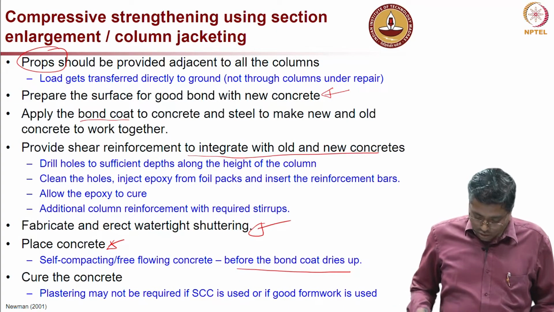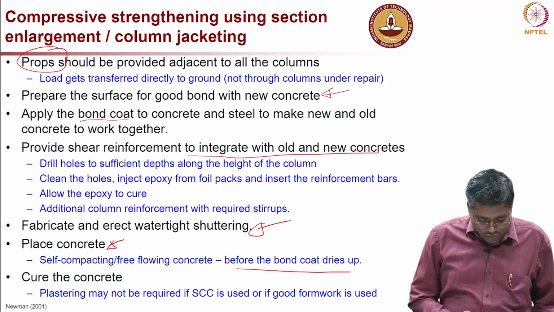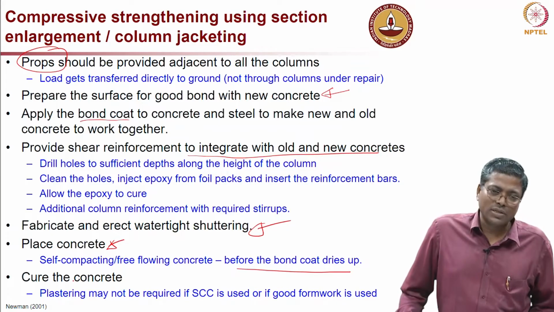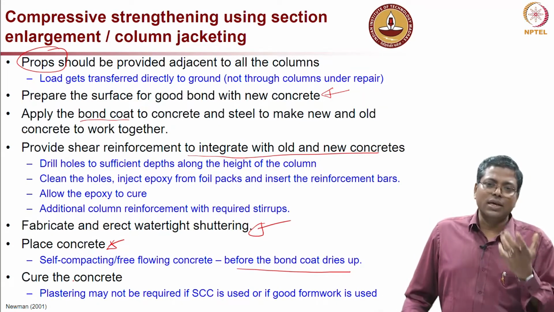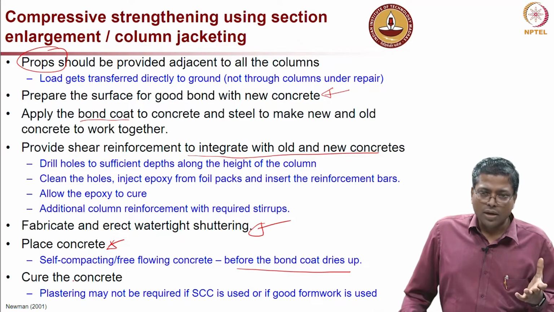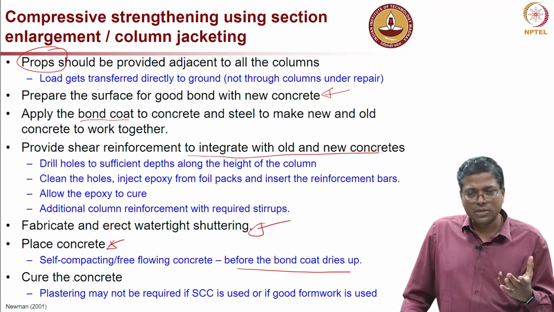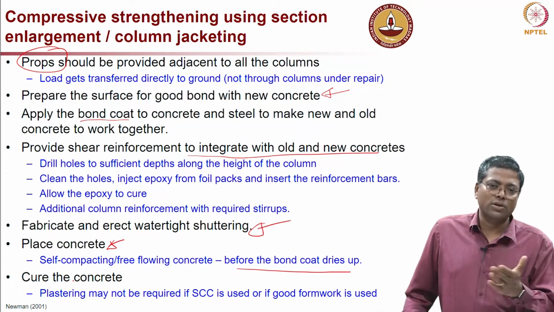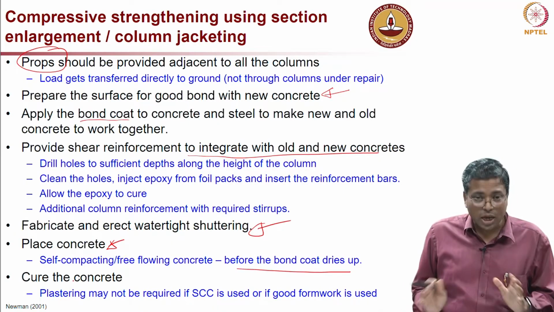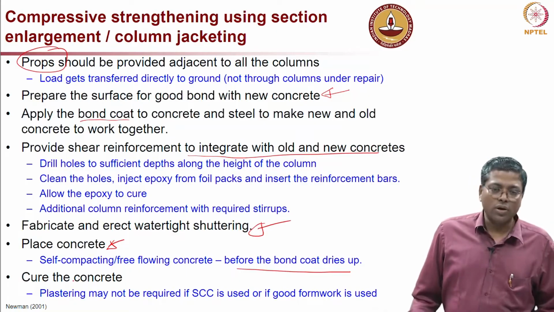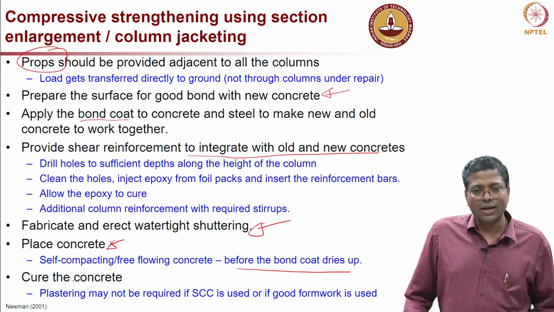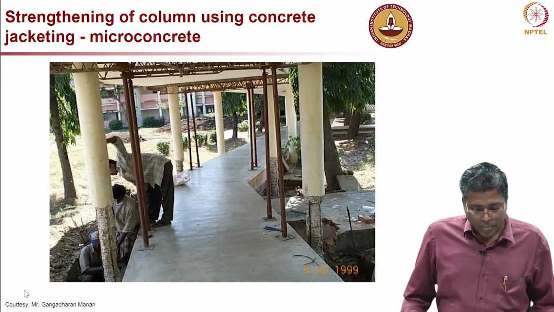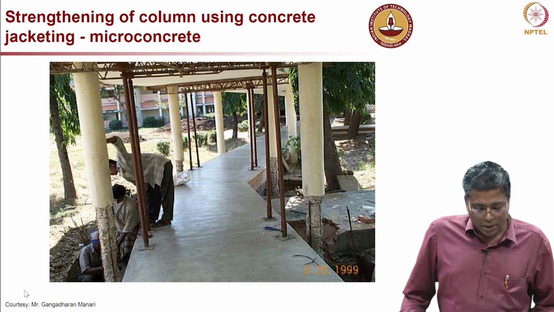Now, curing the concrete is very important. Usually people also plaster the concrete surface, but if SCC is used you do not need to plaster, because it gives a very good finish. Especially for a circular column, it is very difficult to get a good circular shape with plaster. So, it is best to go for ready made formwork and then SCC, and plastering can be avoided. Here is a case study on this.